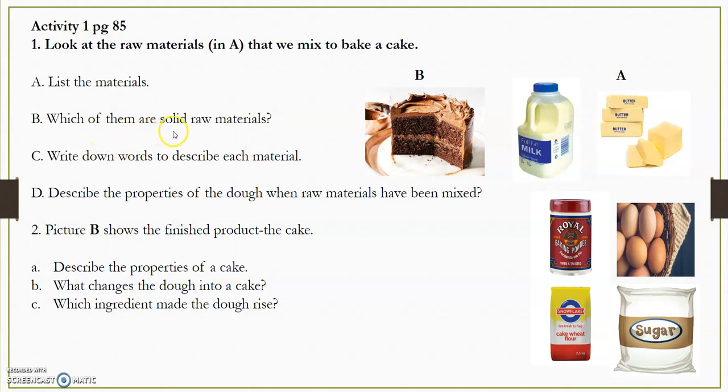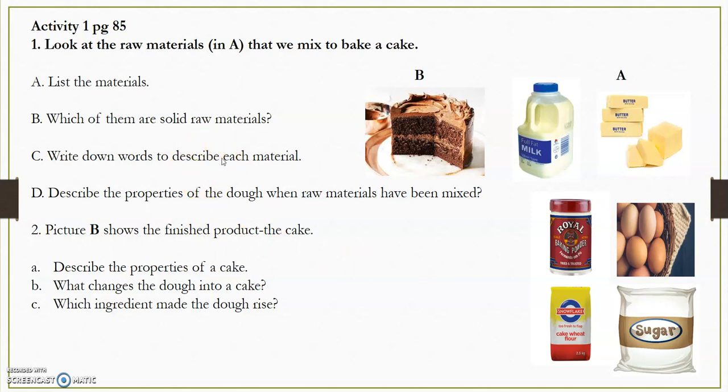Which of them are solid raw materials? Now you are bringing in your 3 states of matter. Remember we said the 3 states of matter are solid, liquid and gas. All right, so which ones of these are solid? And then C says, write down words to describe each material. To describe, that is your key word there.